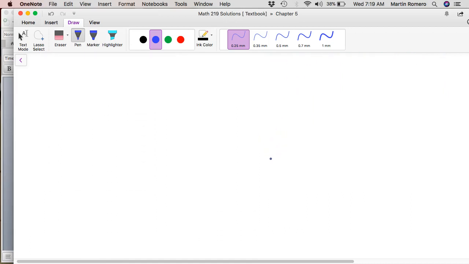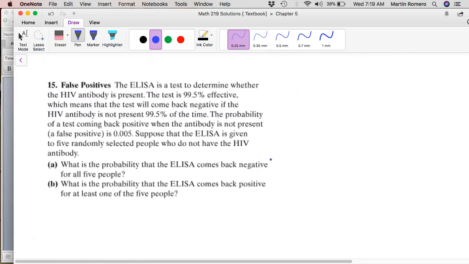13 gets a little bit more complicated. So let's take a look here. The ELISA is a test to determine whether HIV antibody is present. The test is 99.5% effective. So we will, at some point, I'm pretty sure, have to convert that to a decimal to use, which means the test will come back negative if the antibody is not present 99.5% of the time. The probability of a test coming back positive when the antibody is not present is a false positive, and so you can see a value there.